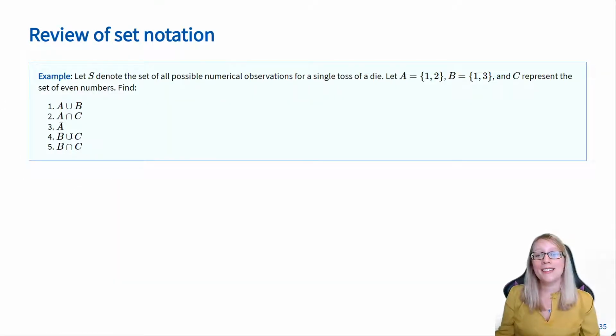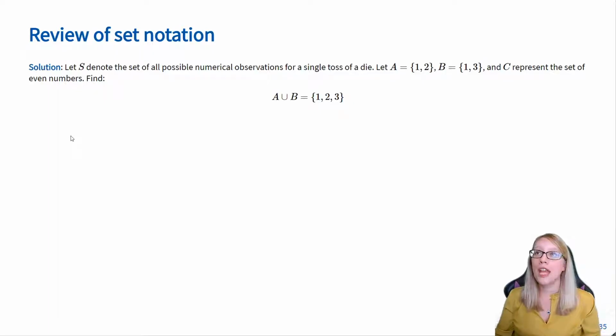So let S, our sample space, denote the set of all possible numerical observations for a single toss of a six-sided die. We'll define the event A as rolling a 1 or a 2, B as rolling a 1 or a 3, and C as the set of even numbers. So let's go through and use this set notation to find these five.